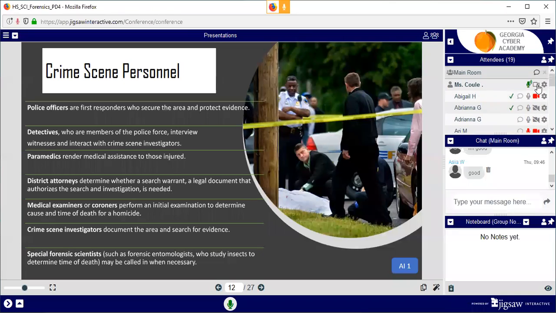All right, so does anybody have any question about these crime scene personnel? Do we understand the roles of everybody at the crime scene? Some key things to remember here are that the police officers are the people who secure the crime scene, and the district attorney issues the search warrants. That was difficult to say. And we've talked about the differences between medical examiners, coroners, forensic pathologists, but if you have any questions about that, just let me know. All right?